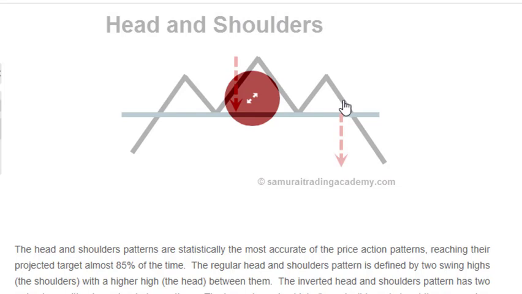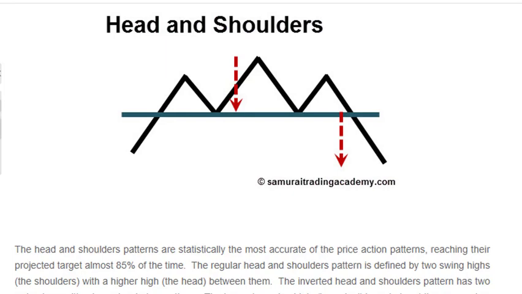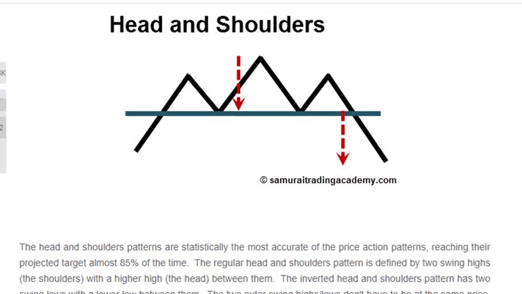Now, the point where you would enter the trade is once the price breaks out down below the previous line of support. And then the way that you calculate your take profit section is from the top to the shoulder line, you take that distance downwards and you can expect that the price will reach around about this area. So they're the top patterns to look out for.